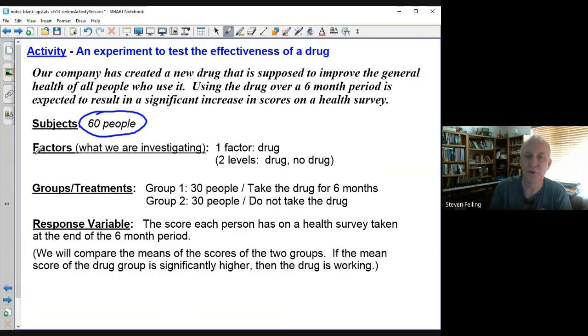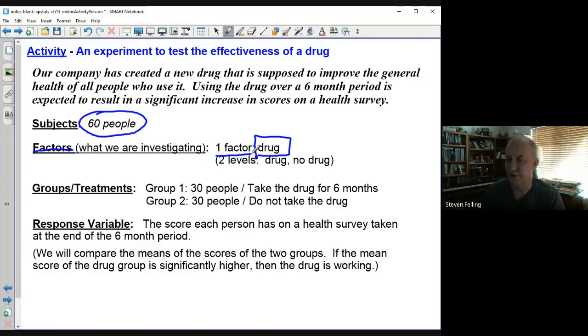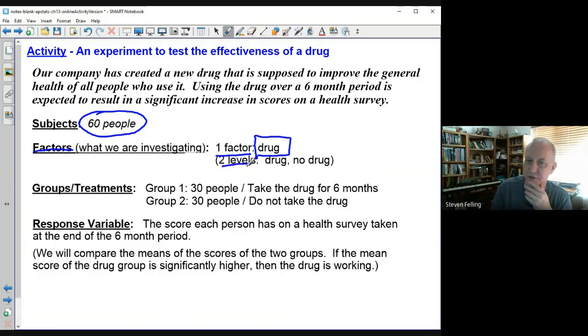So what's the factor that we're investigating? Well, the factor is the drug. There's a single factor here called the drug, and that's what we're trying to see if it makes a difference. In order to see if the drug makes a difference, we have to have at least 2 different levels of this factor that's being used in the experiment. In this case, we're going to give the drug to some people, and not give the drug to other people, and see if there's a difference between those groups of people.